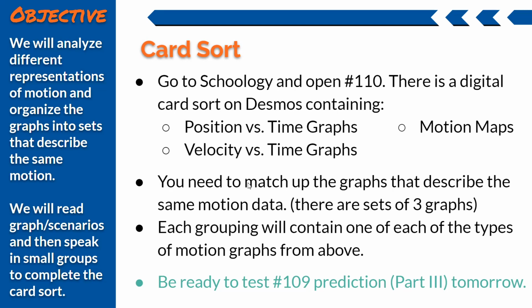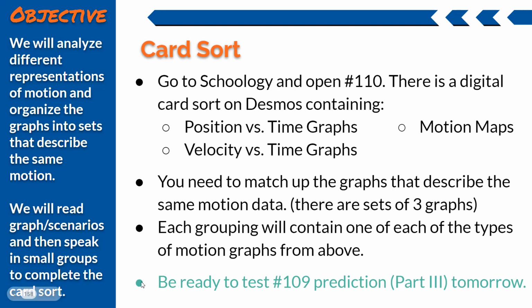So this is what you are doing today. You're going to head to Schoology and open the assignment number 110. There is a digital card sort on Desmos, and this card sort has 3 different types of graphs or representations of motion that you're going to match together because they're going to show the same motion, just like the warm-up. Those 2 graphs that we made, those 2 show the same motion. You'd match them together. Okay, you're going to match them up. Each set should have 3 graphs. Each grouping will contain one of each of these types of graphs.